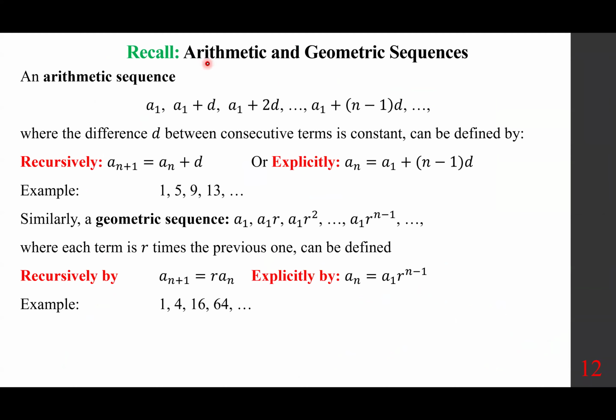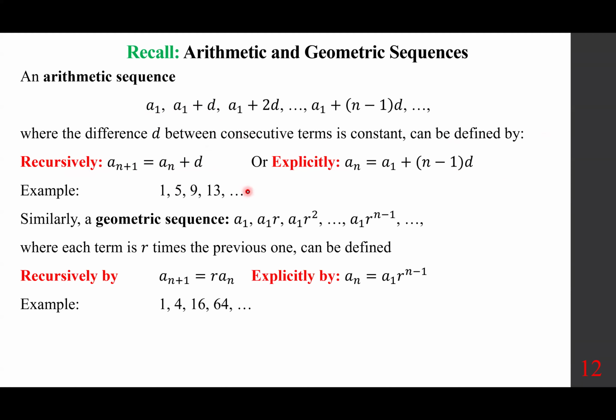All right, so everybody remembers the arithmetic and geometric sequence that were discussed. Arithmetic sequence, you have a constant that is being added known as a difference or distance, a sub 1, a sub 1 plus d, and so on, where the difference d between consecutive terms is constant. Recursively, a sub n plus 1 is a sub n plus d, and explicitly, a sub n is a sub 1 plus n minus 1 times d.